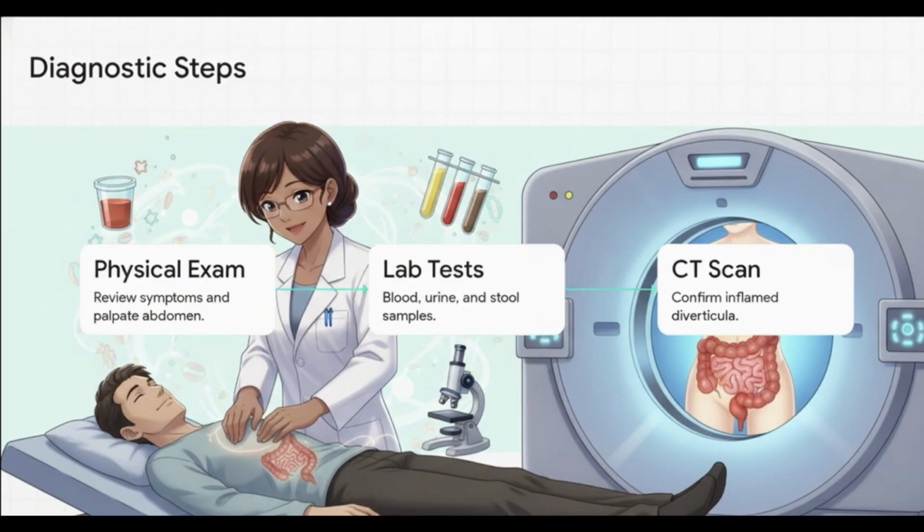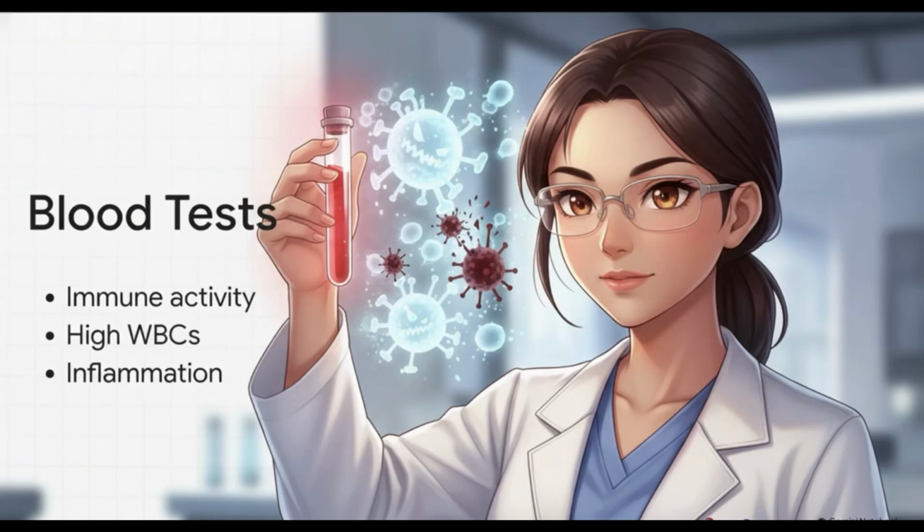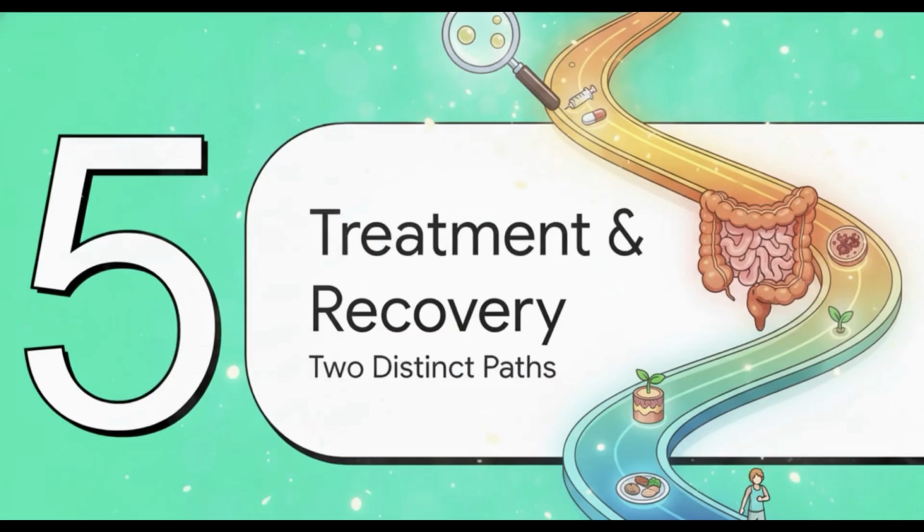Diagnosis typically starts with a physical exam where the provider reviews signs and symptoms and palpates the abdomen to check for pain, particularly in the left lower side. Blood tests may also be done along with urine and stool tests and liver enzyme tests to rule out liver disease. A CT scan can also be used to confirm inflamed diverticula and check for any of the complications mentioned earlier. Blood tests specifically help detect increased immune activity and infection, which can show up as elevated white blood cells and other inflammatory markers. Okay, for treatment.